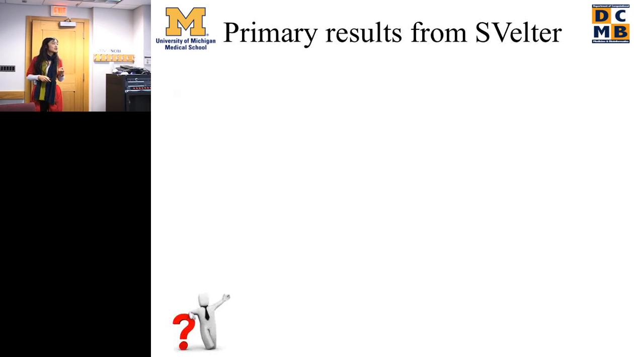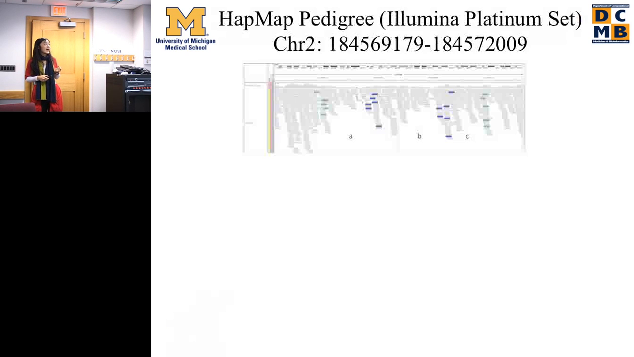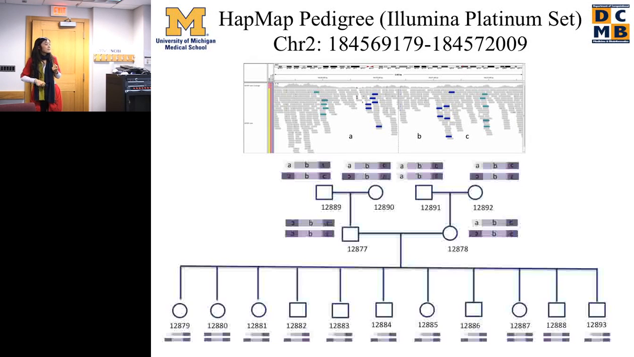So here I'm going to show some preliminary results from SVelter we currently have. This is the real case in chromosome 2, which we showed before. And this is a pedigree: grandparents, parents, and kids. Here in this sample, they have a heterozygous structural variance on one chromosome, while in this sample, they have a homozygous structural variance, while their parents both have different sorts of structural variance, except for this one. It has normal on both alleles.